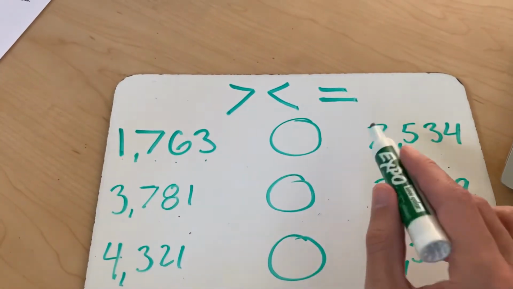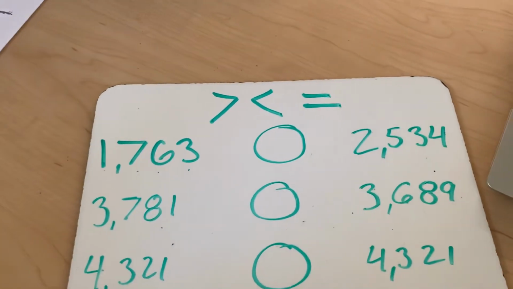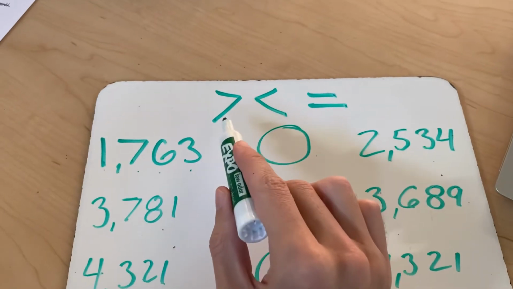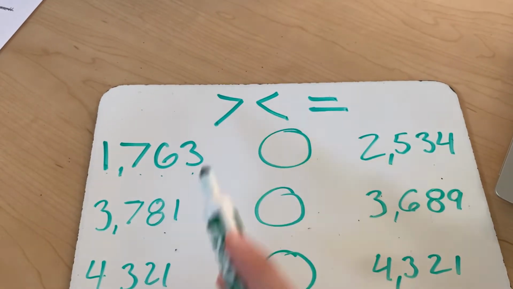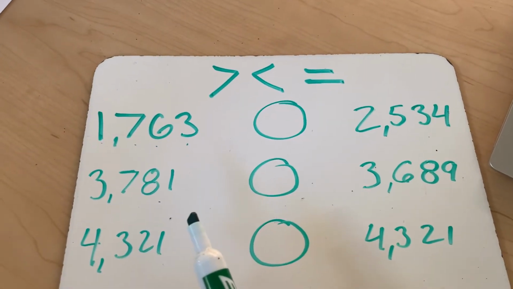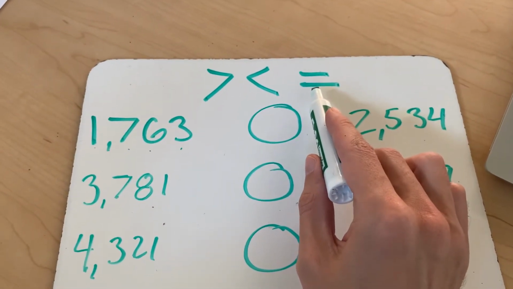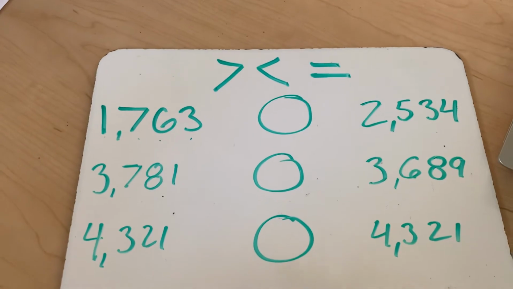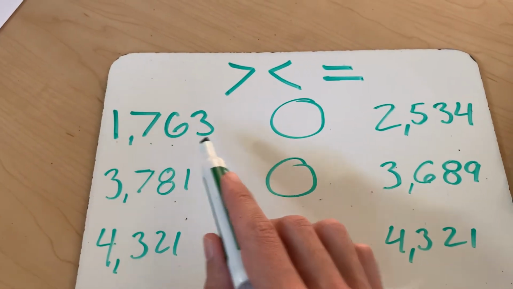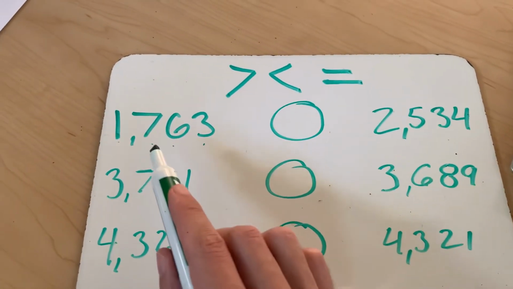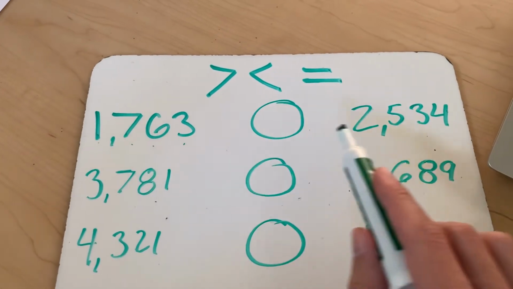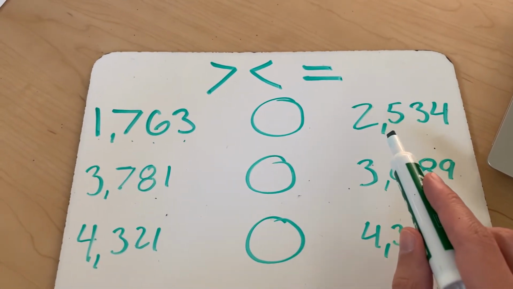When we are comparing numbers, we need to use a symbol that communicates which number is greater and which number is less. Also, sometimes the numbers are the same, so we're going to use the equal sign. So for this top problem here, we have two numbers. We have 1,763 and 2,534.